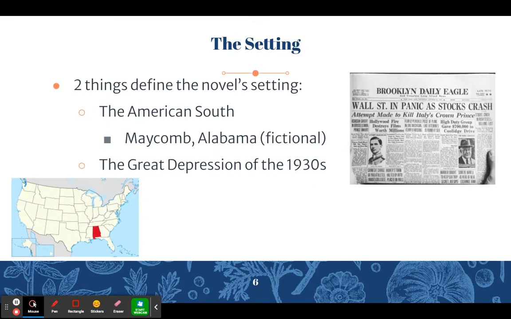The setting is defined by 2 things, the American South and the Great Depression. We've talked already in our presentations about the American South and what life was like living in the South at this time period. The story takes place in Macomb, Alabama. This is a fictional town, but it is based on Harper Lee's hometown. And then the Great Depression, we talked about that as well. The poverty that was really affecting everyone in the country. Not just poor people were suffering, even people who were previously well-to-do were now having to find ways to cut back and to survive with less. So it affected everyone quite a bit, and we will see the effects of that throughout the novel as well.